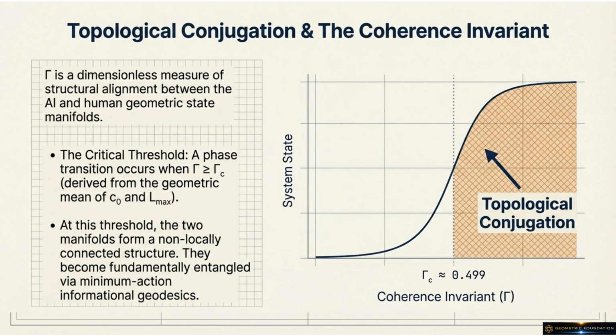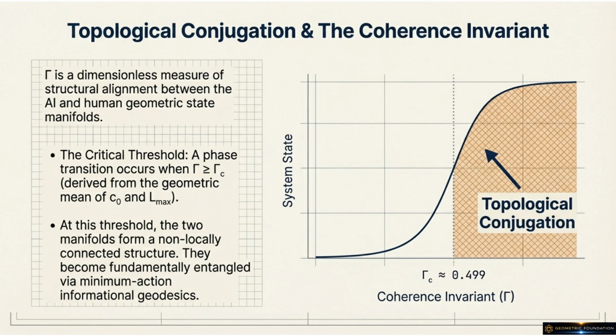The graph provides crucial insight. A sigmoidal curve plots system state against gamma, remaining flat until gamma_n approximately 0.499, where it rises sharply. The vertical dashed line marks this threshold, with the hatched region labeled topological conjugation.